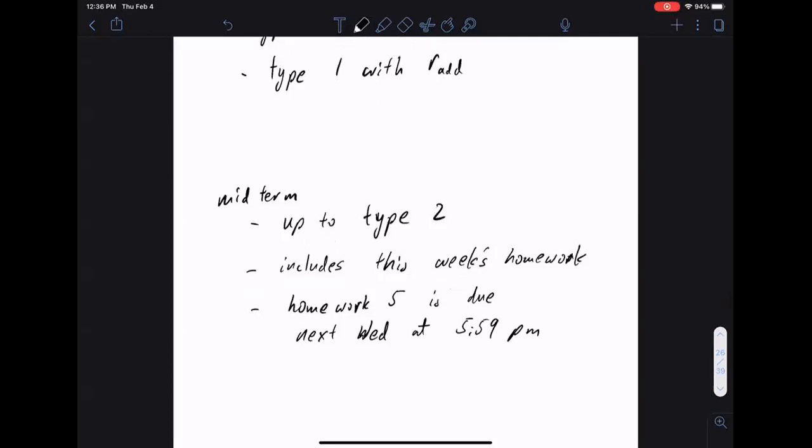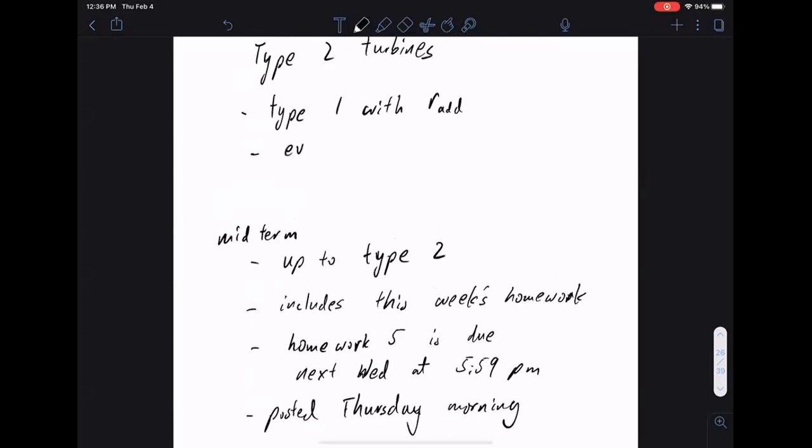And the midterm will be posted Thursday morning. So we'll post the midterm on Thursday morning, giving you a chance on Wednesday night to look at the solution for this homework. Basically we'll finish type 2 in this class, then we'll start looking at power electronics, but the coverage is up to type 2 turbines. And type 2 finishes this story.